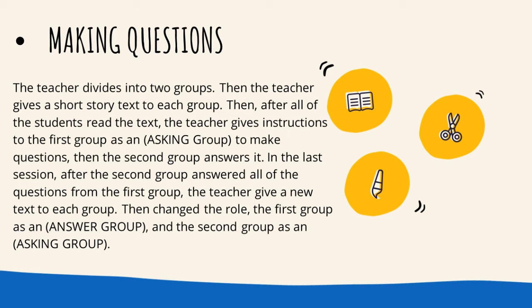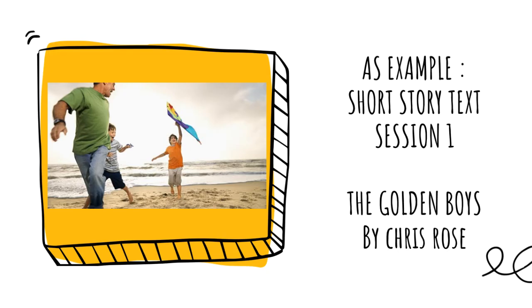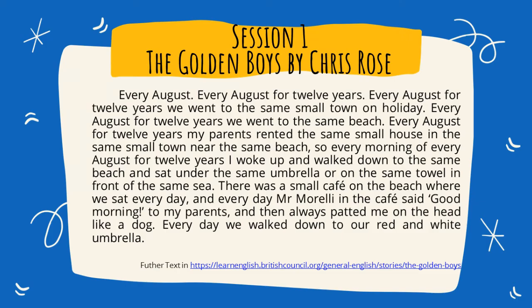In the last session, after the second group answered all of the questions from the first group, the teacher gives a new text to each group, then changes the roles. The first group is the answering group and the second group is the asking group. As an example, short story text Session 1 is The Golden Boys by Chris Rose. For the short story text of Session 1, the teacher can give time for the first group to make questions.